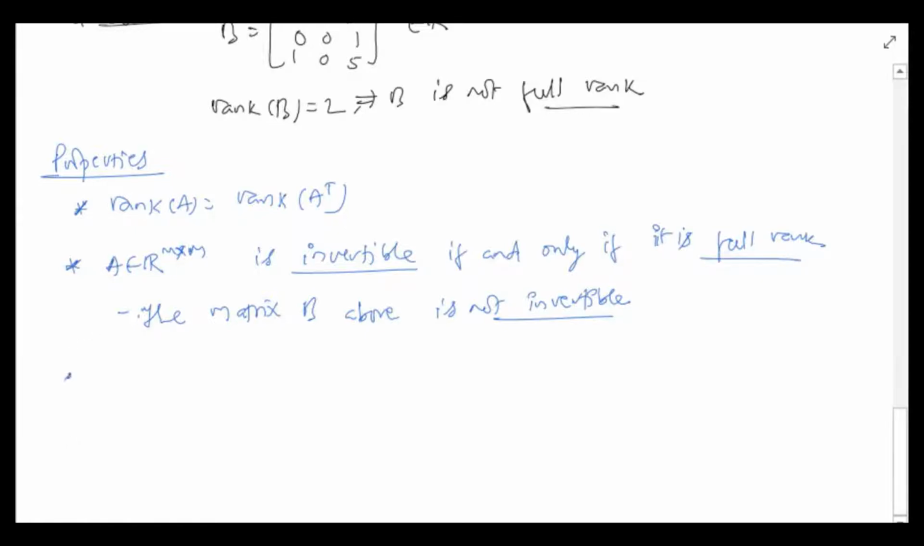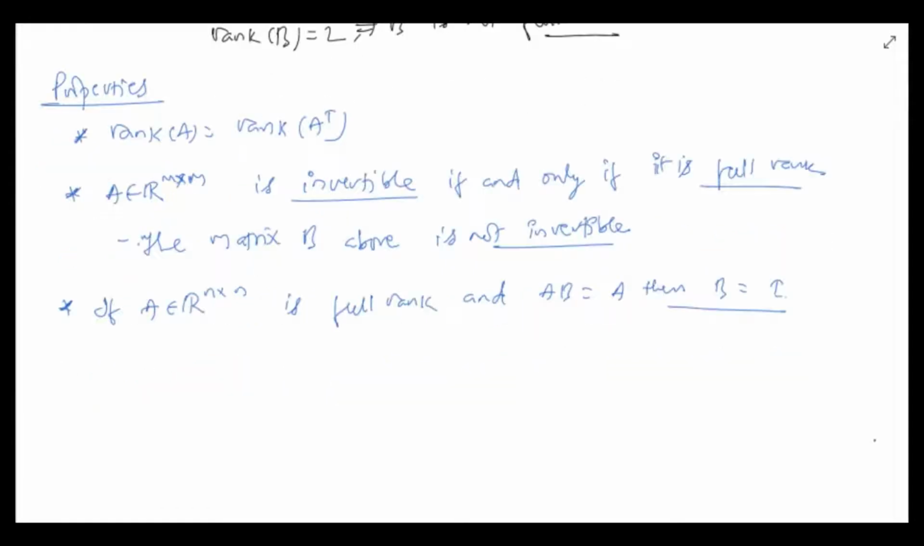Another important fact about rank is if A is a square matrix that is full rank and AB is equal to A, then B has to be an identity matrix. So let's see what it is. If A, which is say n cross n, is full rank and A times B equals A, then B has to be the identity matrix. Okay, B can't be any other matrix.